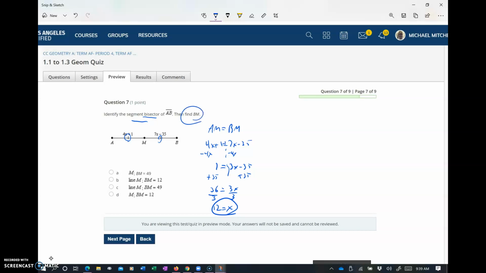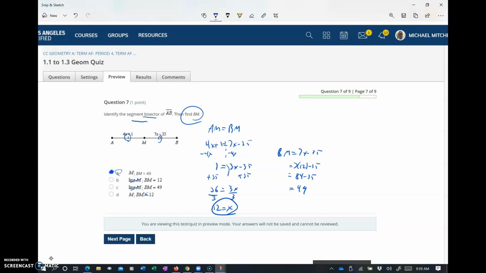So M's my midpoint. It's not line M. M is my midpoint. Identify the segment bisector. That's a midpoint. It's M. It's not BM equals 12. It's not this one. It's going to have to end up being A, because I got to put that in. That's going to be BM equals 7x minus 35. That's 7 times 12 minus 35. That's 84 minus 35, which gives me 49.